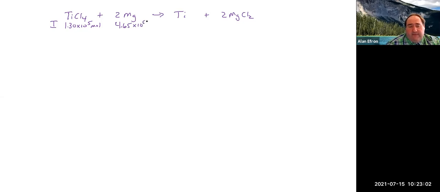I'm going to start with just rewriting the equation here. So that is TiCl4 plus a couple of magnesiums going to Ti and a couple of those guys there. Remember, initially we're just going to put in our moles of each that we calculated. TiCl4 was 1.3 times 10 to the 5th, and remember it is moles we're dealing with. Magnesium was 4.65 times 10 to the 5th as well.